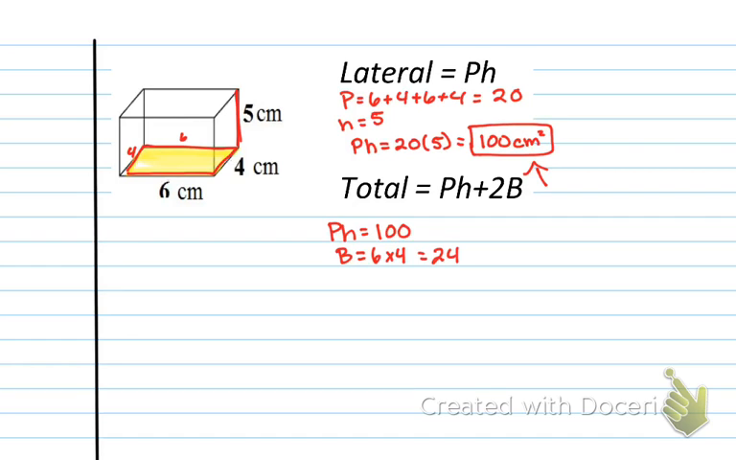And then we can go ahead and get our formula. So we got pH, which is 100, plus 2B. So 2 times 24. And then if you want to simplify that, we can have 100 plus 24 times 2 is going to give us 48. And then when we add them together, we should get 148. And so our answer, don't forget our units, is going to be centimeters squared.